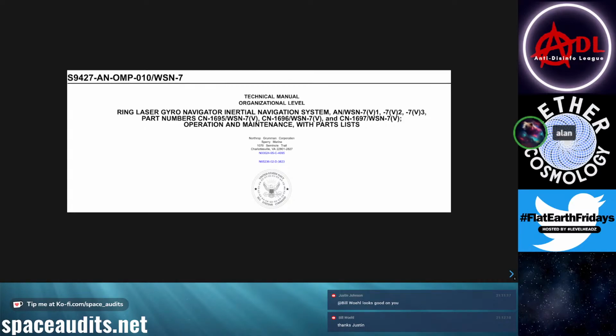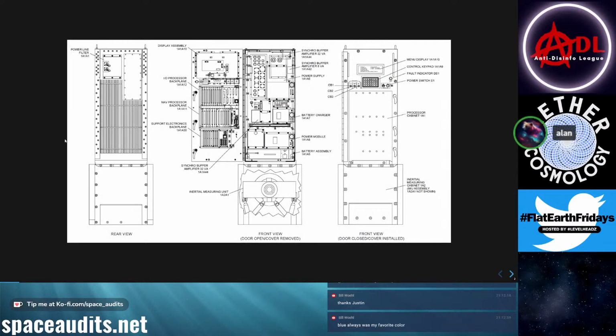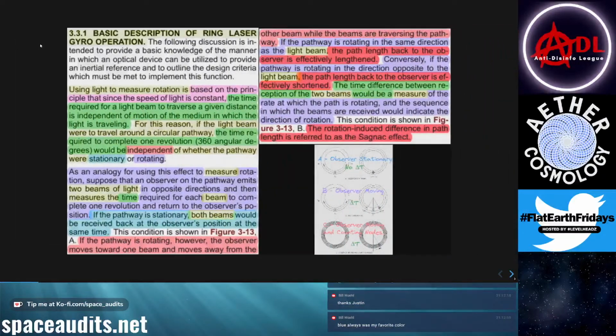Okay, so this is the technical manual here, and this serves for several different types of navigation systems. This is the system itself. It's basically a computer, has 3 gyroscopes mounted on it in different orientations for the X, Y, and Z axes, respectively. And then we were getting into the explanation that they give in the manual for how the Sagnac effect works. So basically what they're setting up for is an analogy to describe a time difference between an observer that is stationary and an observer that is in rotation.